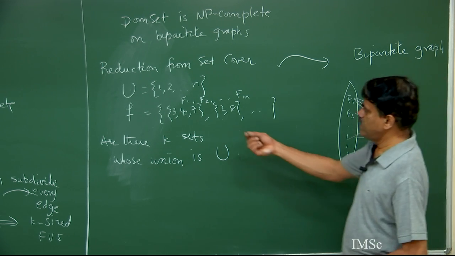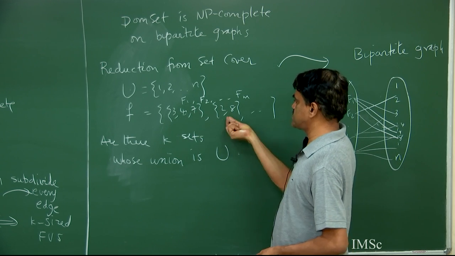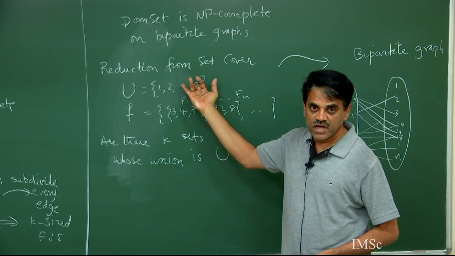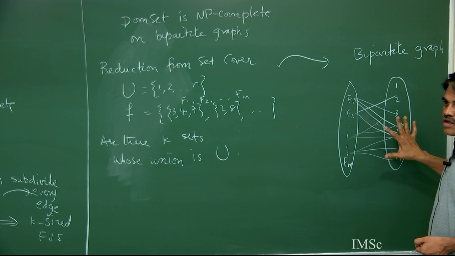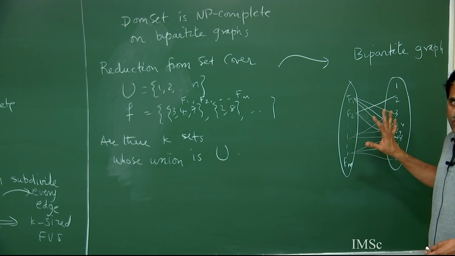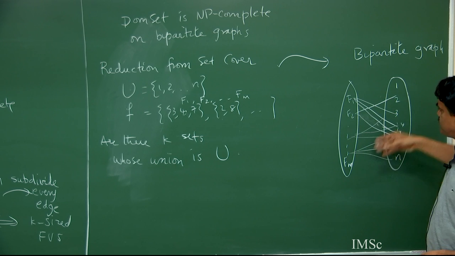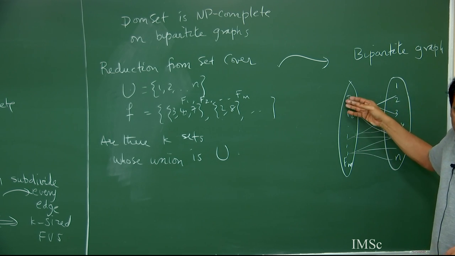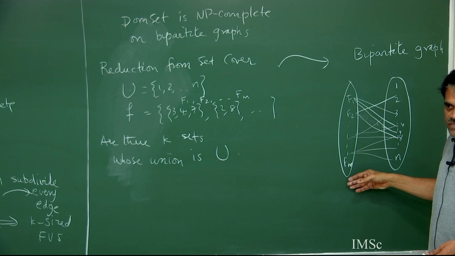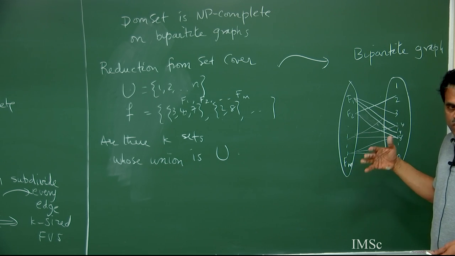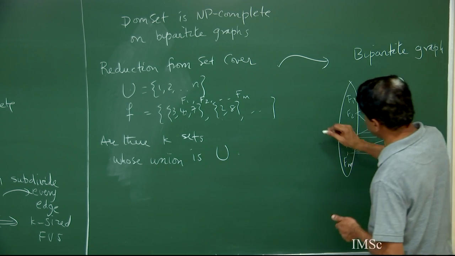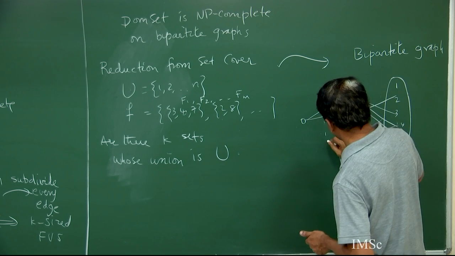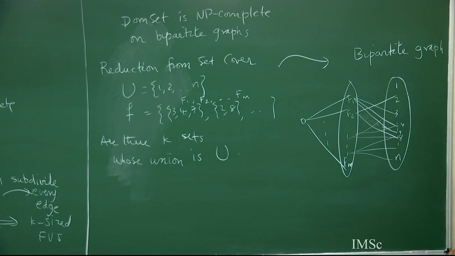If you have k sets that together cover the entire universe, I can pick those k vertices that will dominate the entire vertex set. Well, not quite. Those k vertices will dominate all of these, but who is going to dominate these vertices? So you need to do something more to the gadget. What do you want to do? Add a vertex here that will dominate them. So this is my graph. For now, we'll see what more to do.